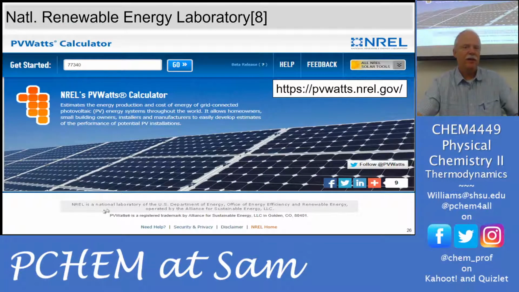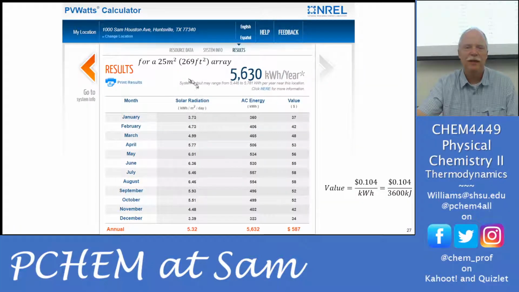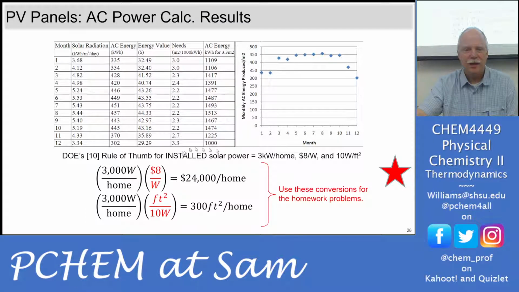Okay, let's talk quickly about the efficiencies of solar panels. This is the National Renewable Energy Laboratory, and it's fantastic to go there. You can type in your house parameters, and like I typed in 1000 Sam Houston Avenue, Huntsville, Texas, for the university. And for a 25-meter array, so 300 square feet array, we could generate 5,000 kilowatt hours a year. Okay, and the value on our particular grid would be about $500. And so here's our output that we would get, and how much energy we would get each month, and so on.